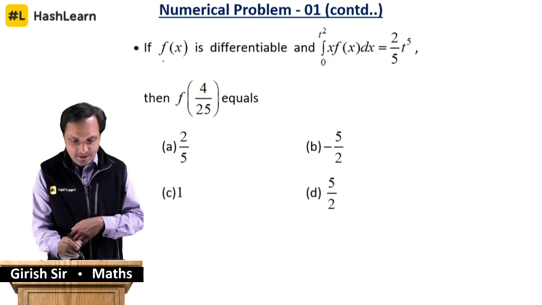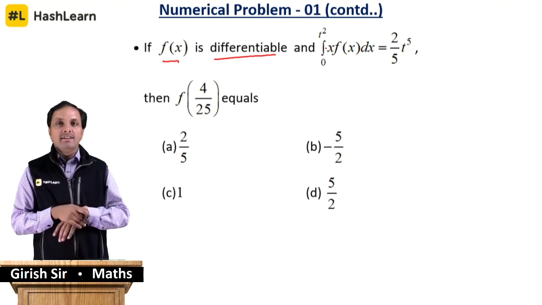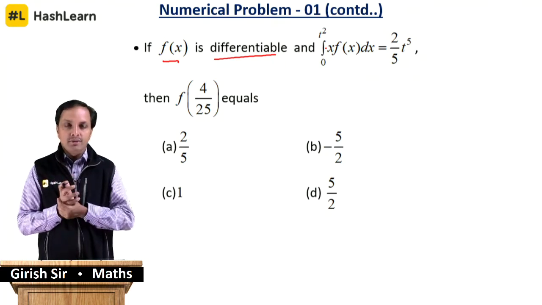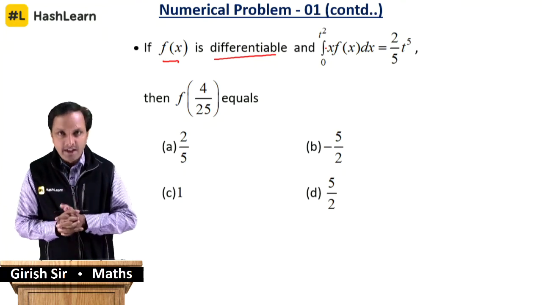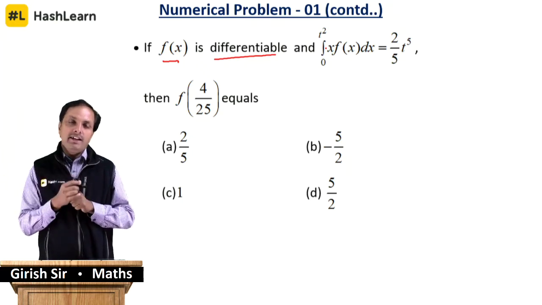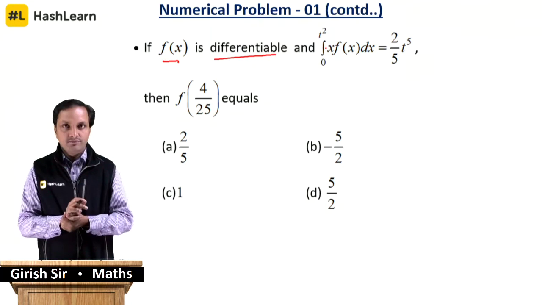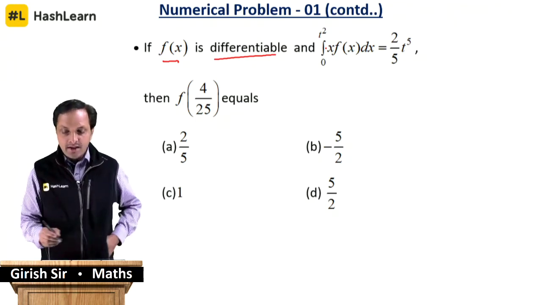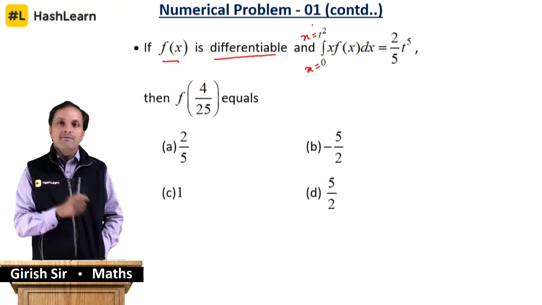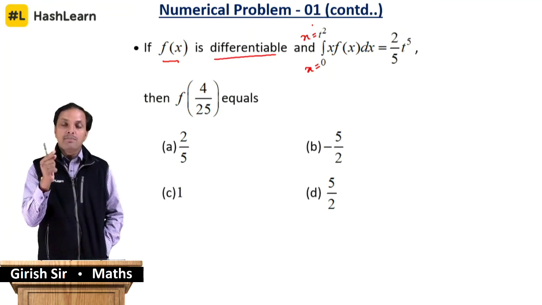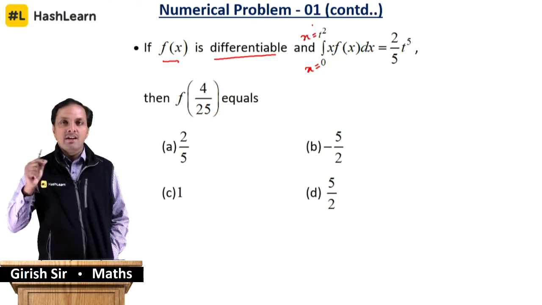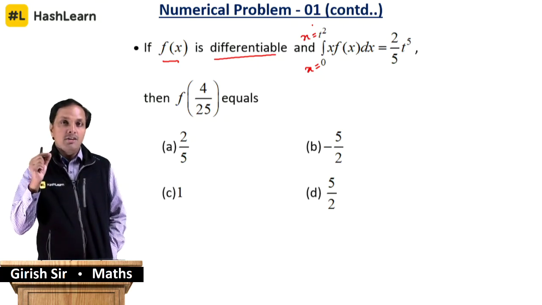You know that f of x is differentiable, and they have given you the integral from 0 to t square of x f of x dx is equal to 2 by 5 t power 5. Whenever you have these types of variables as the limits, what you need to do is differentiate. When you differentiate, only the integration sign will vanish, and you take x equal to 0 and x equal to t square. You need to replace x as t square in the upper limit, and one additional thing: whatever limit you substitute, you need to differentiate it.